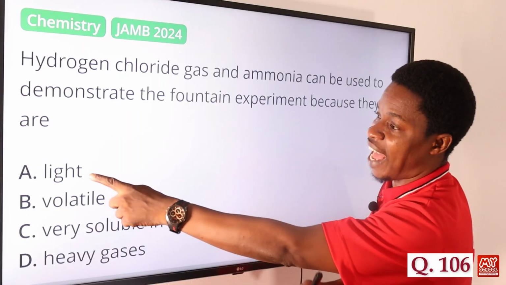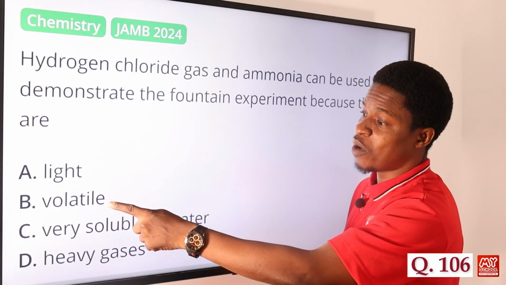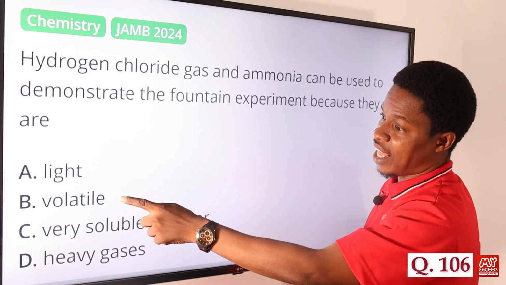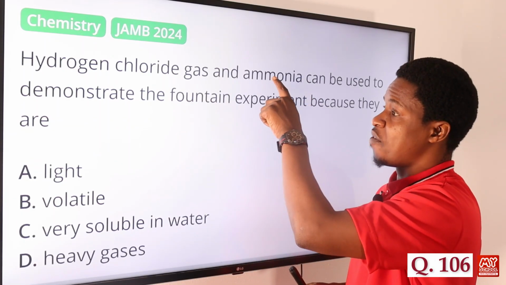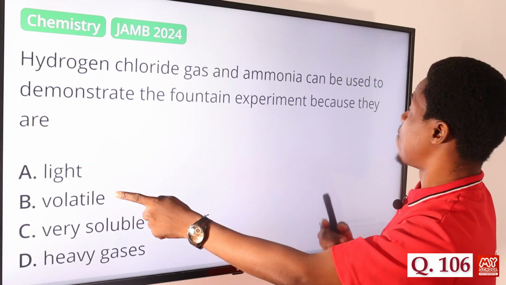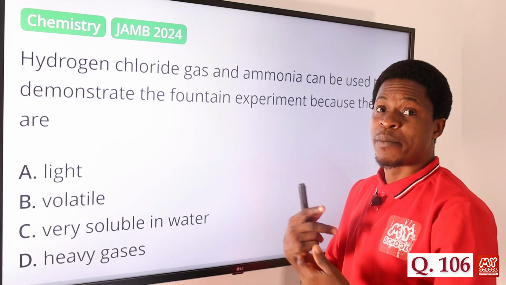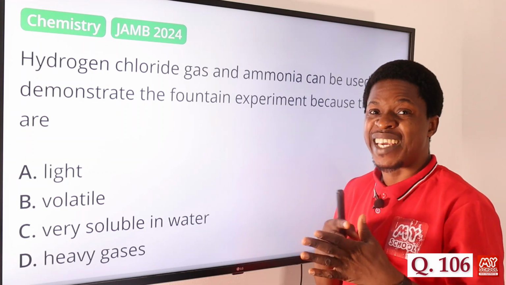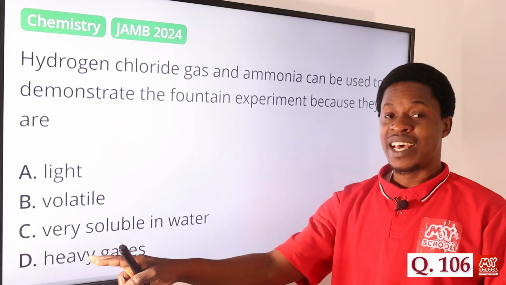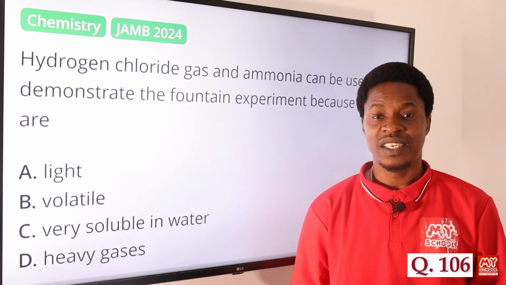Option A says light. No. Volatile, is it volatile? Does it evaporate when you add them? Hydrogen chloride and ammonia gas are. Yes, this can evaporate, so even if you open this one, it can react so easily, but it is not the reason why we use them to demonstrate the fountain experiment. It is because both of them have the characteristic of ability to dissolve, to be soluble. They are soluble in water. Option C says very soluble in water. Yes, more likely. Option D says heavy gases. No. So the correct answer here is option C, very soluble in water.